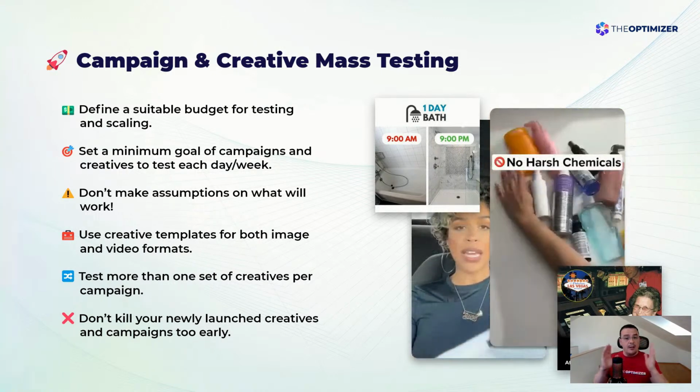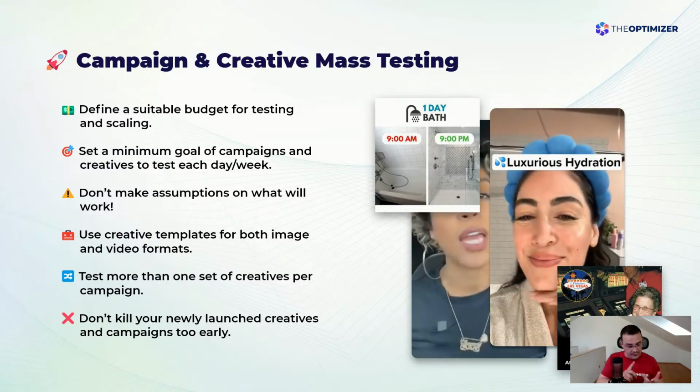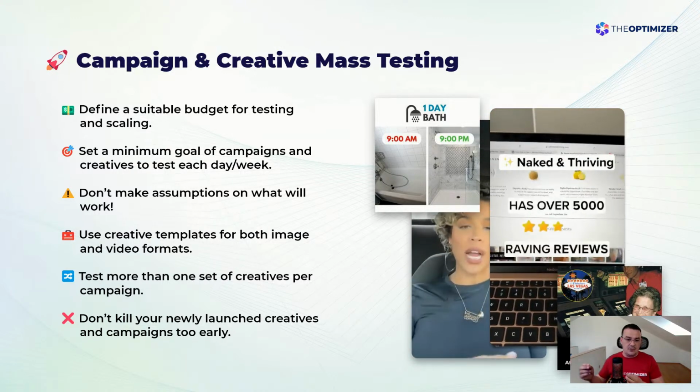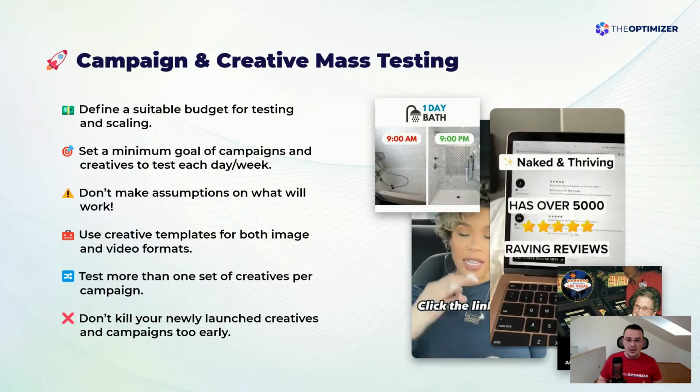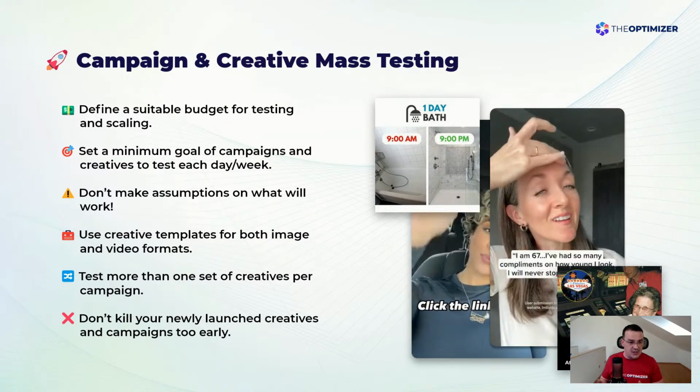So instead, test more variations. It can be video versus images. It can be one UGC creator versus another UGC creator. It can be one picture versus another, or one head angle versus another.